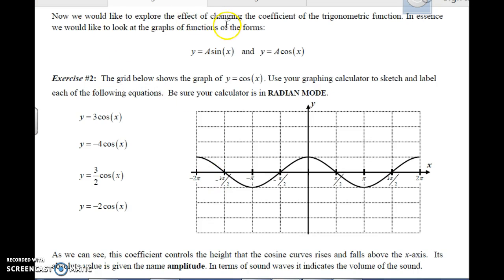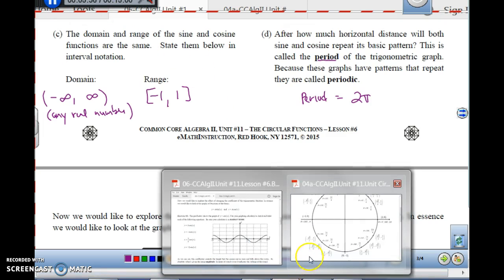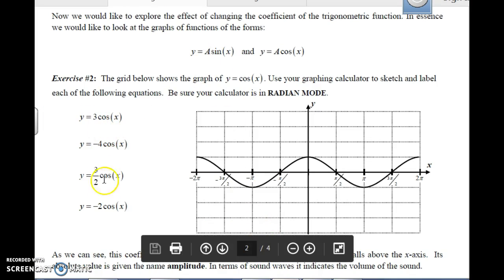Okay, now we would like to explore the effect of changing the coefficient of the trig function. In essence, we're going to look at the graphs of the functions y equals a sine of x and y equals a cosine of x. So basically what we're doing is adding a coefficient out front. We have some examples here of a positive, a negative, a fraction, and a whole value. So let's take a look at the cosine graph. Now notice here, y equals cosine x.